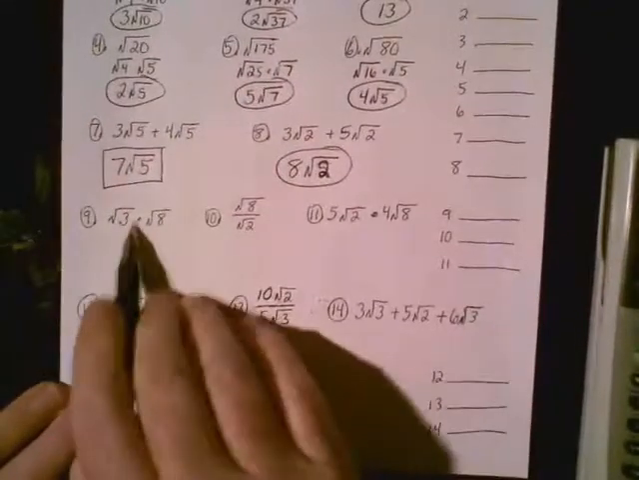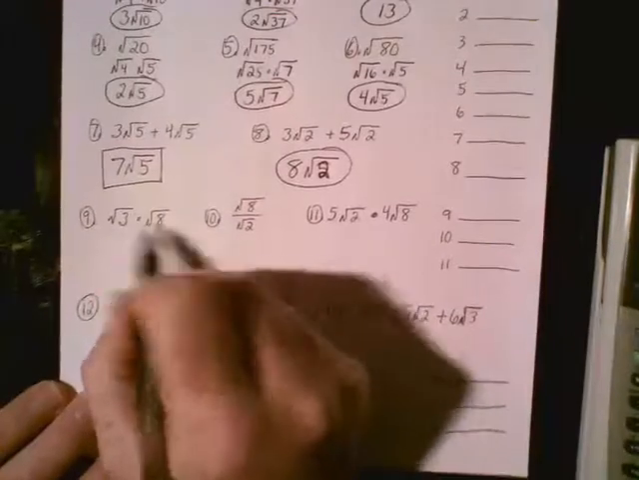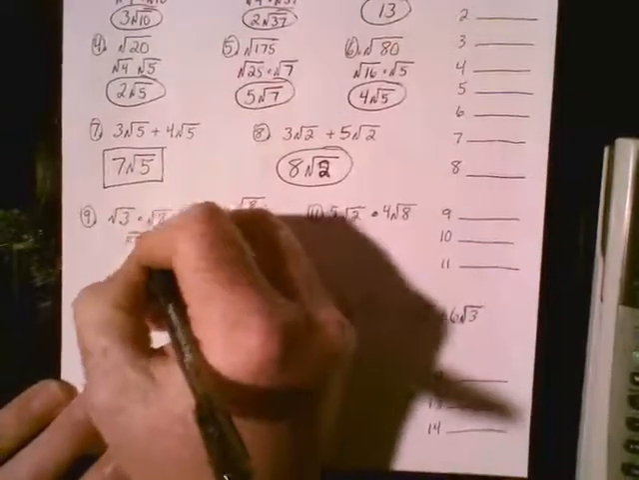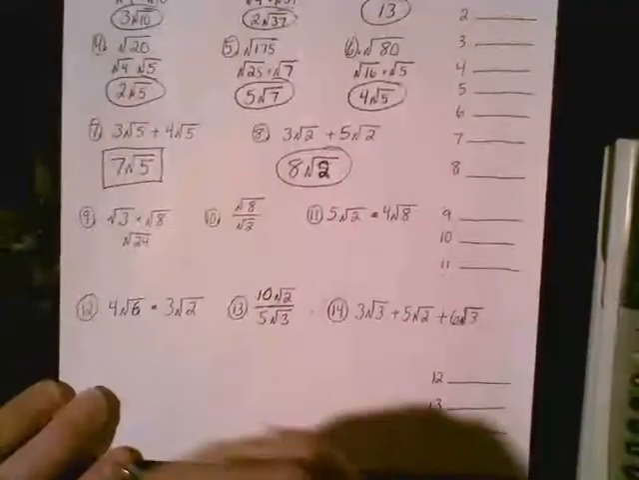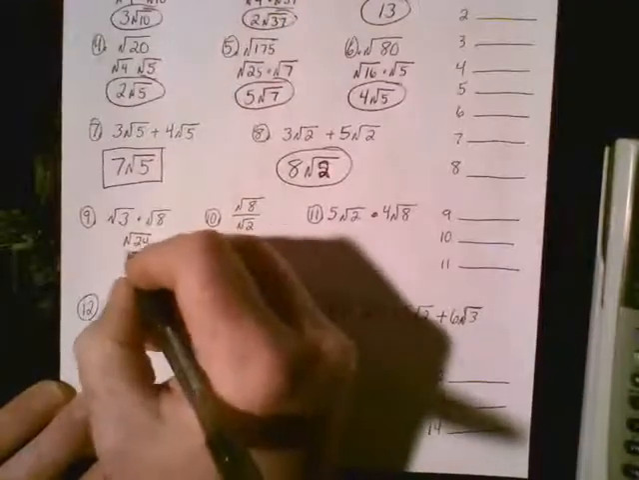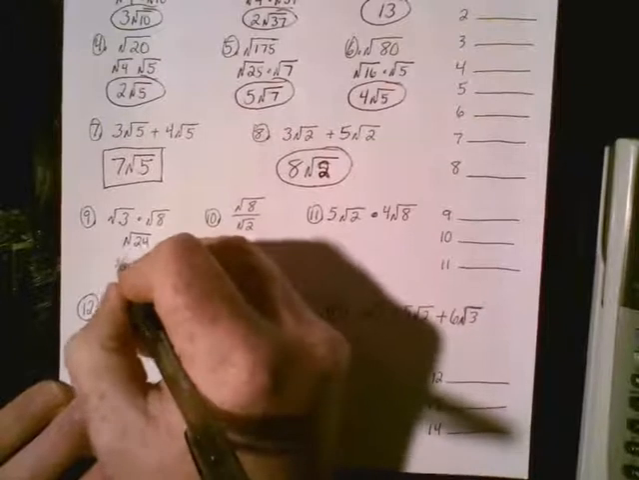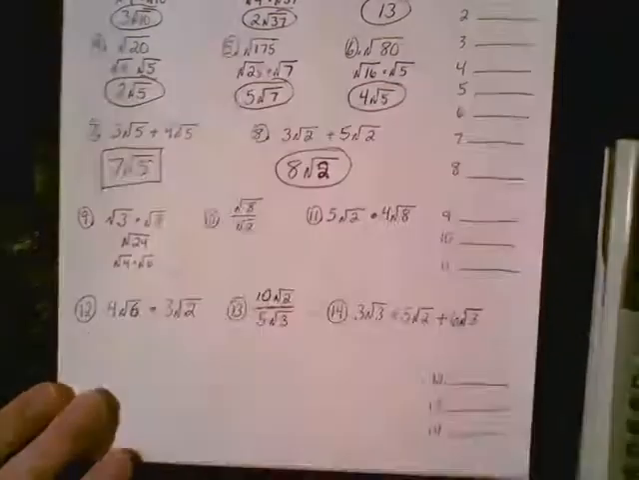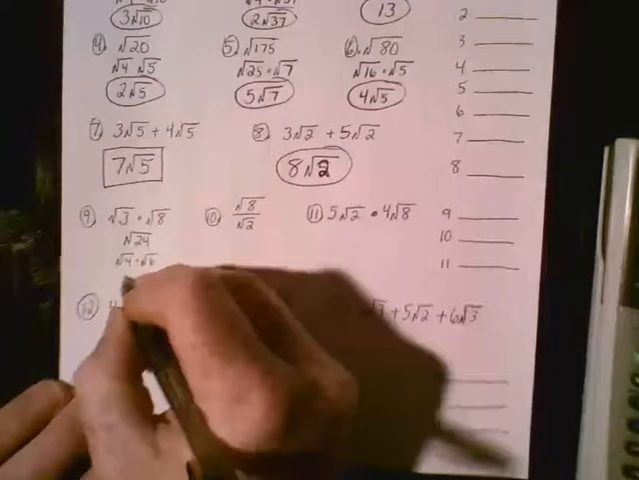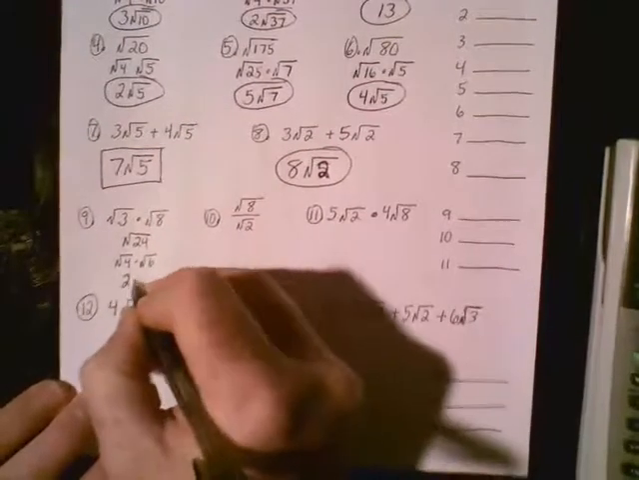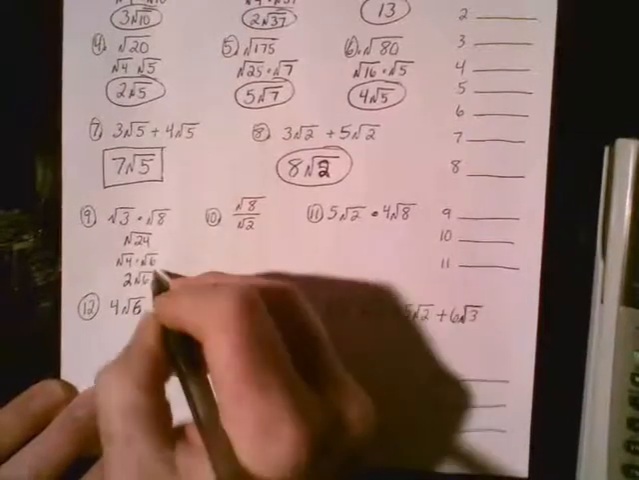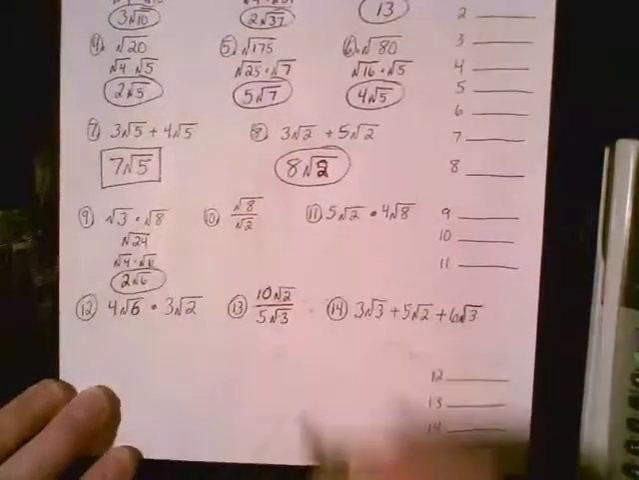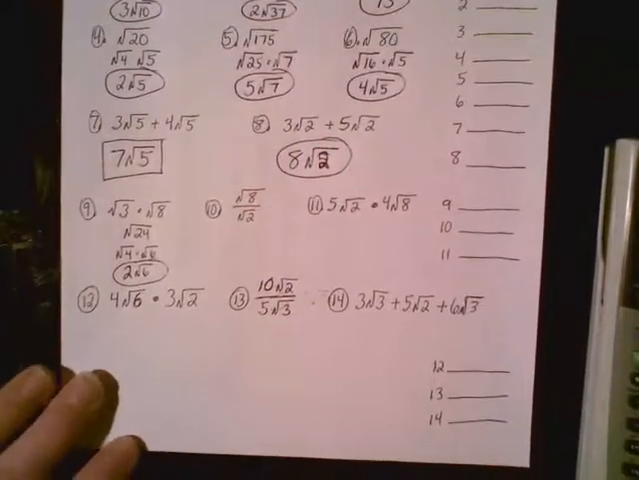Next one, we're multiplying here. So we can just multiply, even though these aren't the same, you can just multiply them together and you get the square root of 24. Then we try to simplify that. Square root of 24, 4 will divide evenly into that. So we break it down into square root of 4 times the square root of 6. Well, the square root of 4 is 2. And you still got times the square root of 6. So that's just 2 radical 6 is your simplified answer.